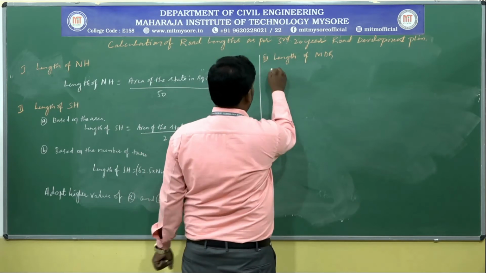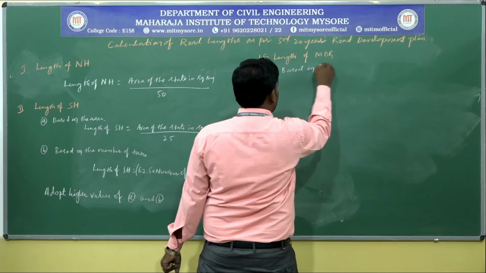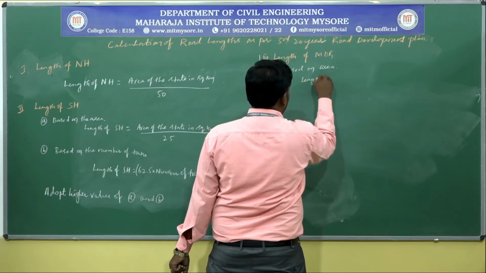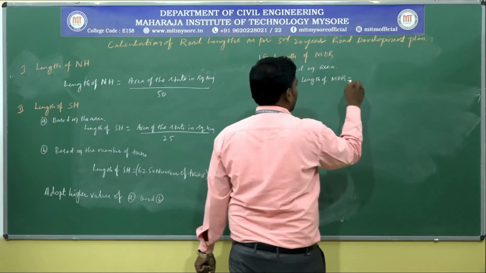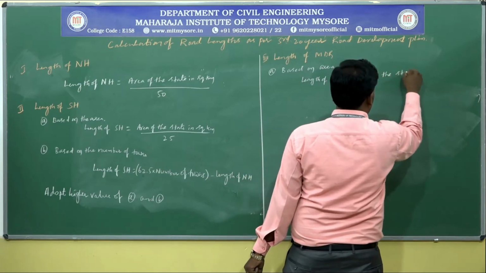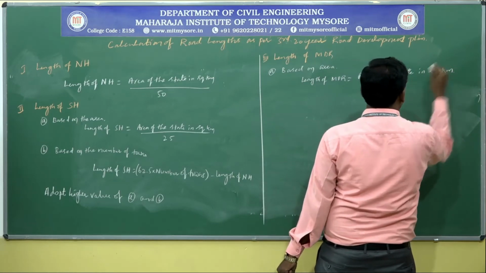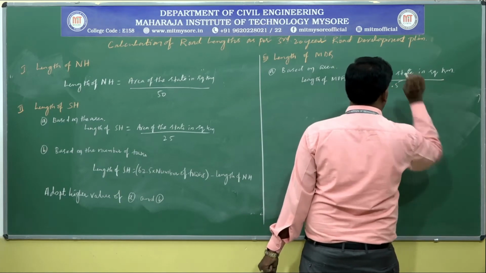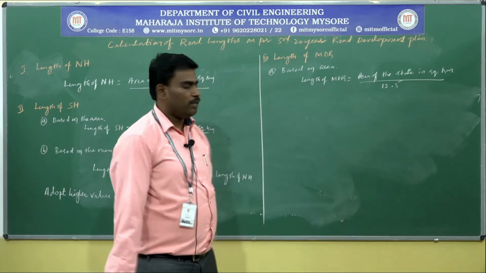First, number A, based on area: length of MDR is equal to area of the state in square kilometer divided by 12.5. This will give the length of MDR in kilometer.